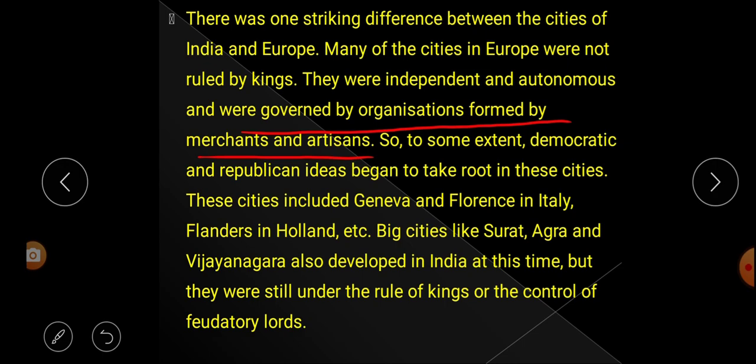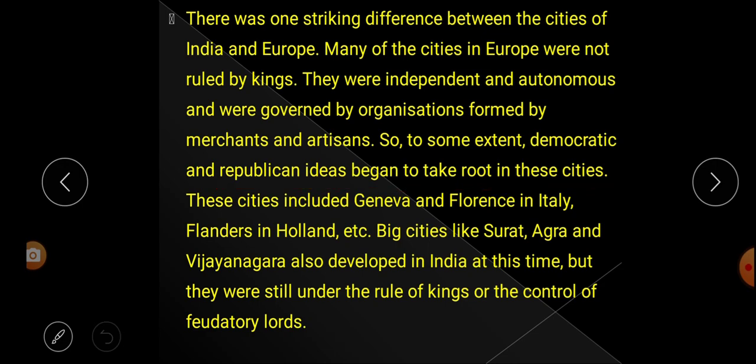In those European countries, the cities and towns were ruled by independent and autonomous people. Governed by organizations formed by whom? Either merchants or artisans. So, to some extent, democratic republican ideas began to take root in these European cities.